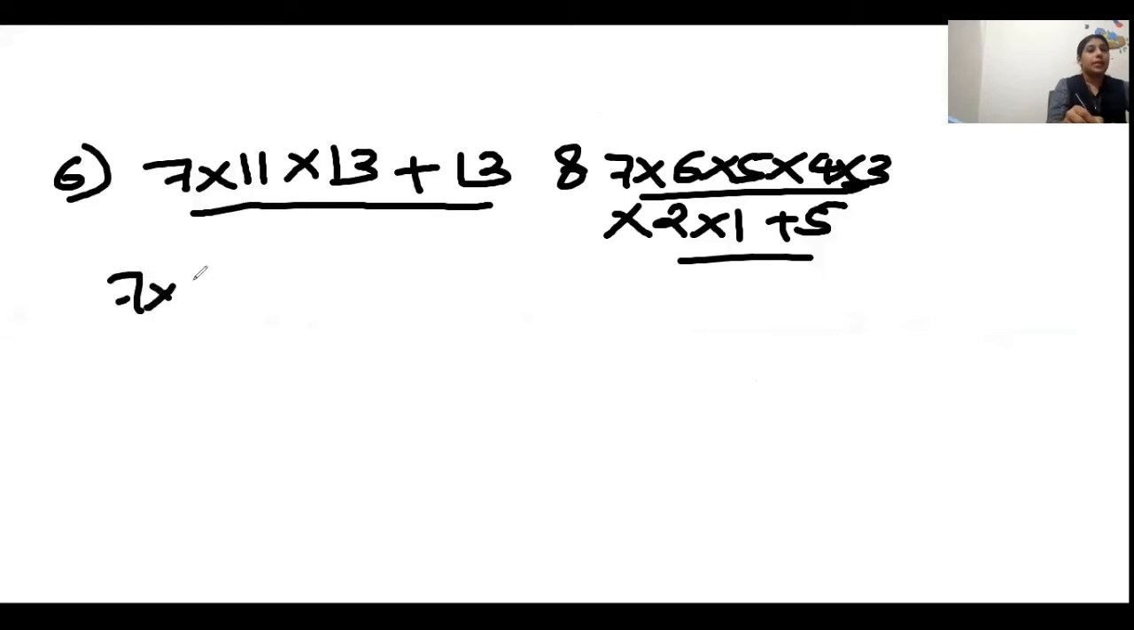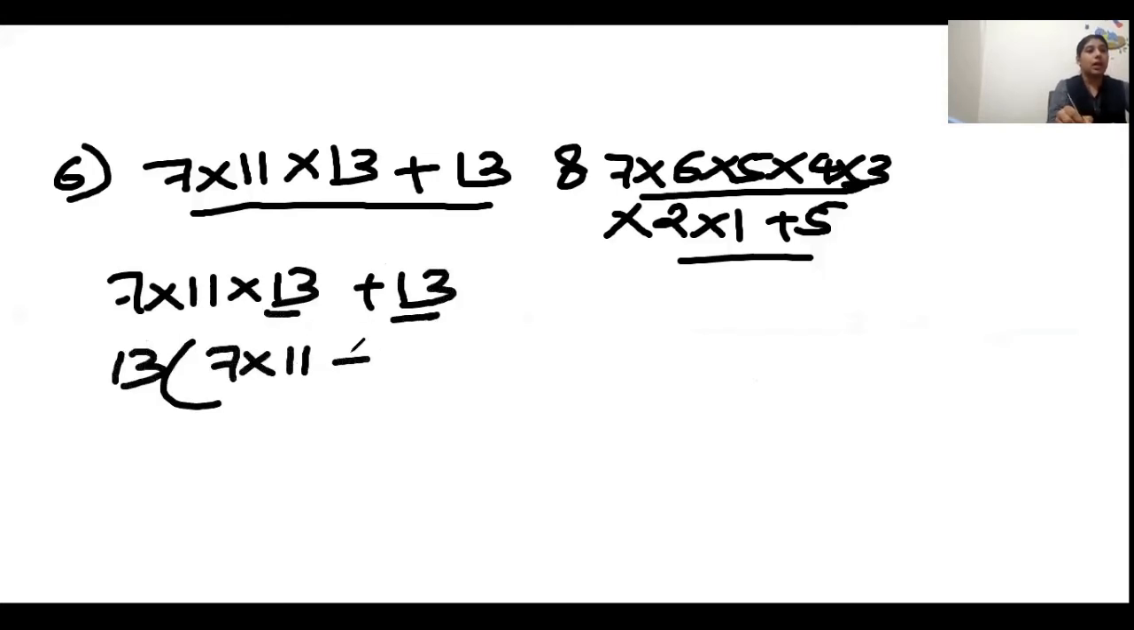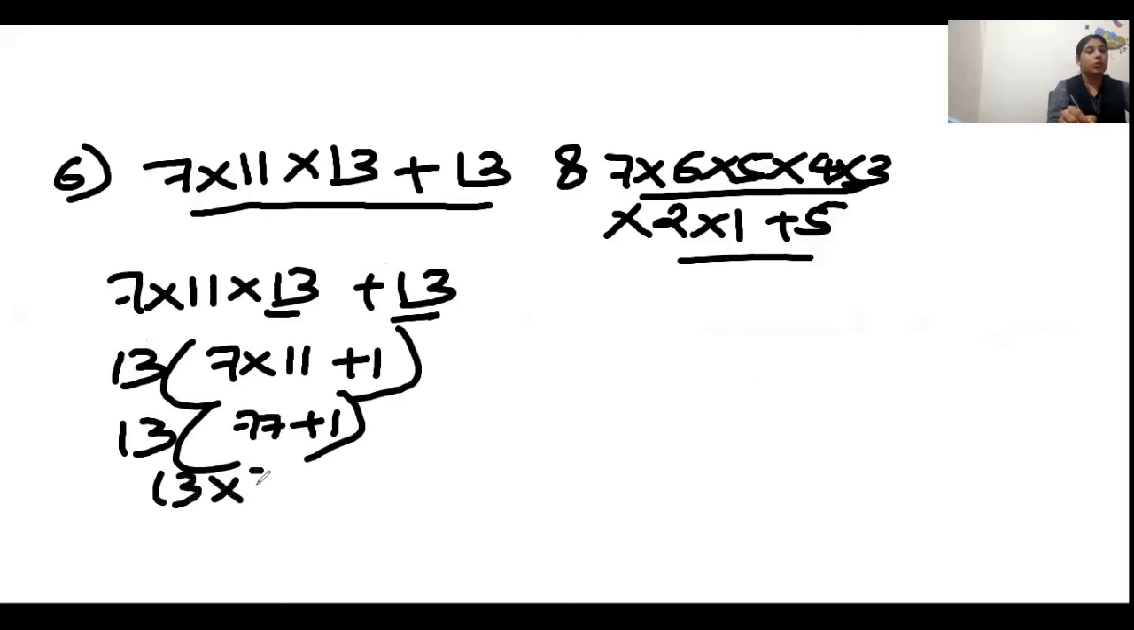So 7 into 11 into 13 plus 13. How can we do this? Here also 13 is there, 13 is there. We can take 13 common. So it will be 13 into (7 into 11 plus 1). 7 into 11 is 77, plus 1. So what is 13 into 78?